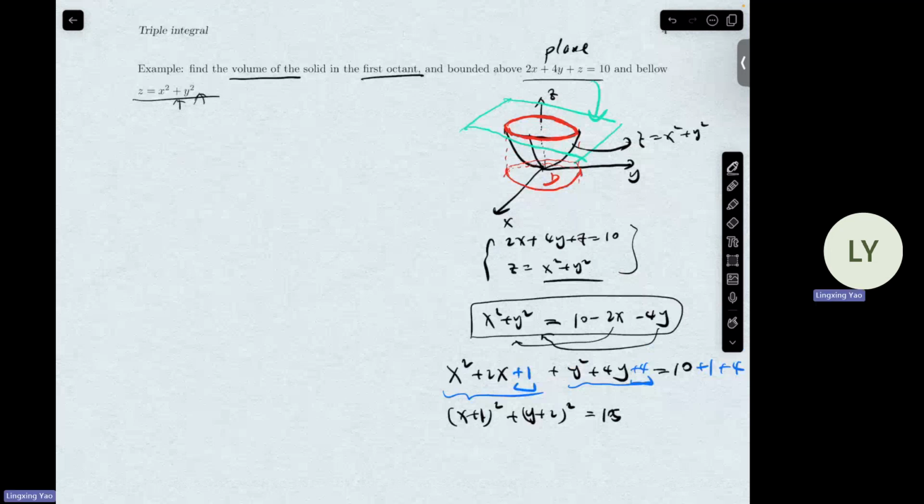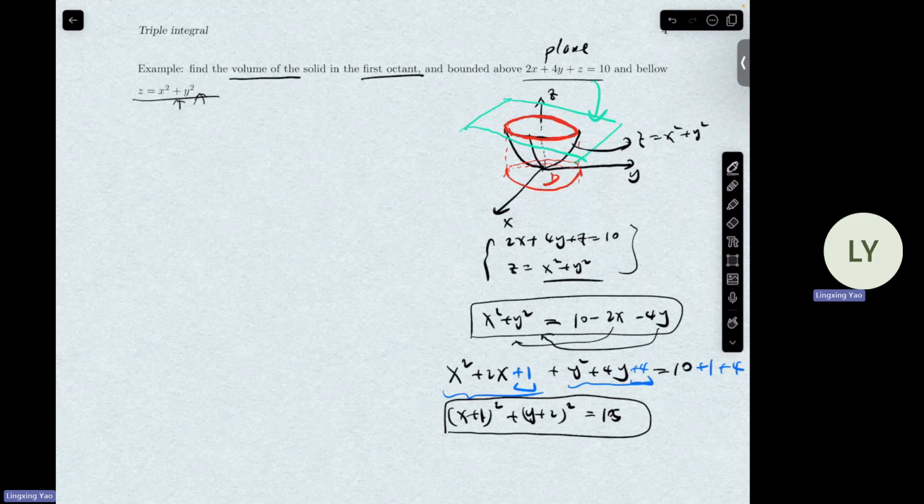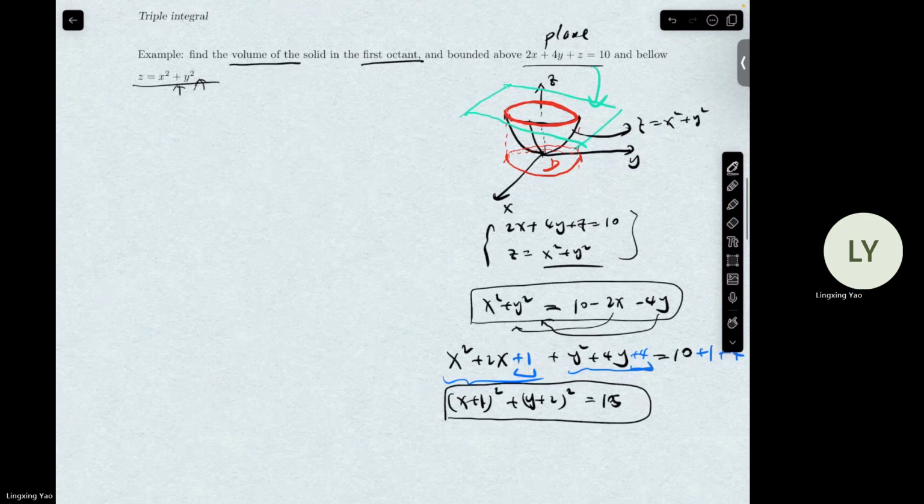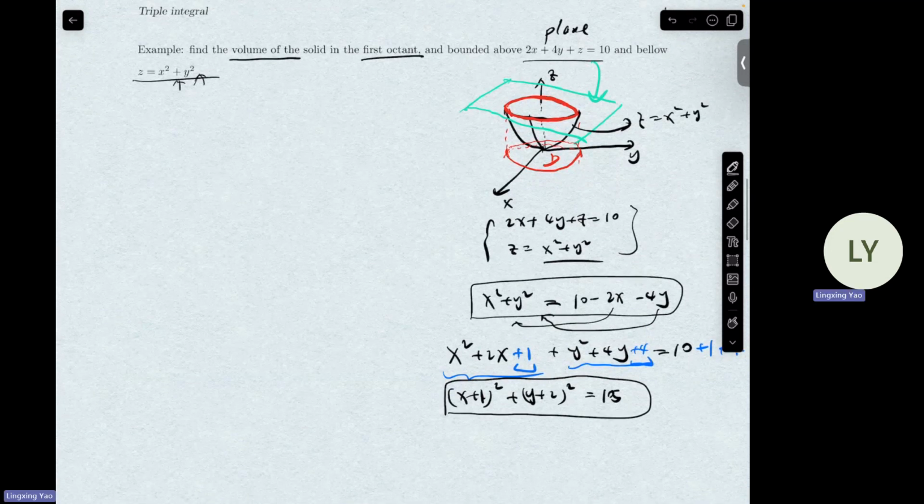All right, so this will be a circle, and this circle is the projection intersection of this plane and the paraboloid, which is the edge of the D. So this is the edge of projection D. Okay, and this is quite tricky.